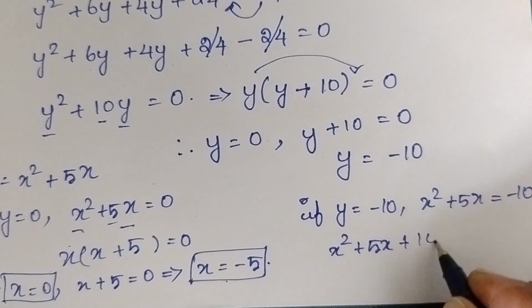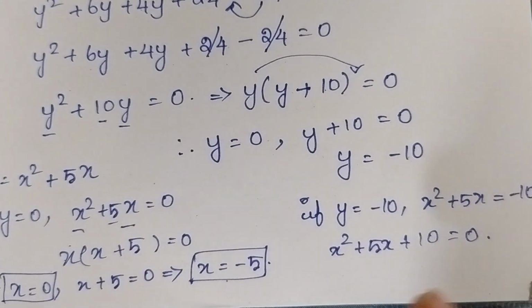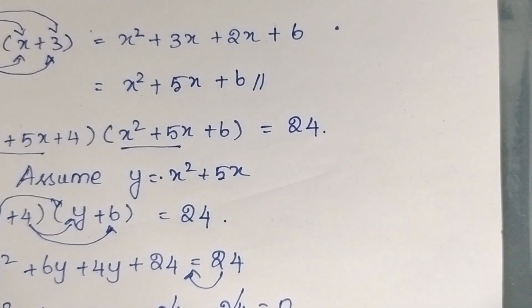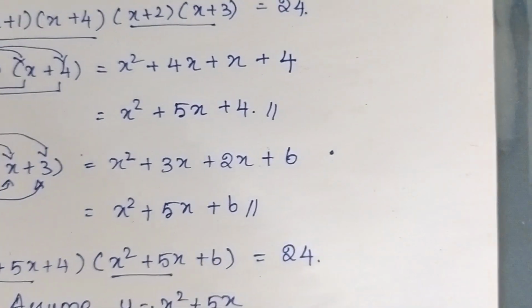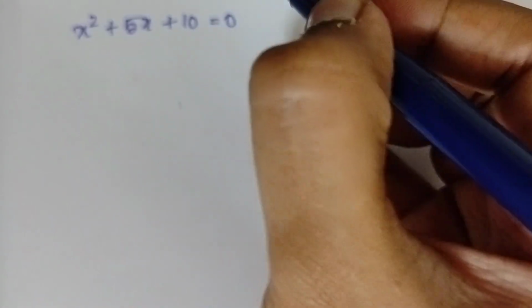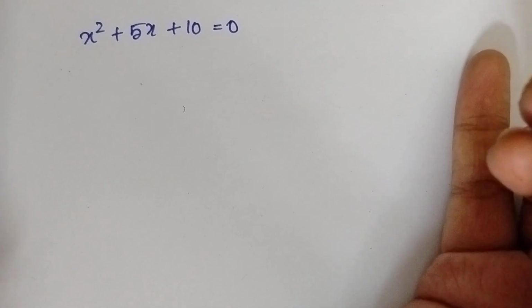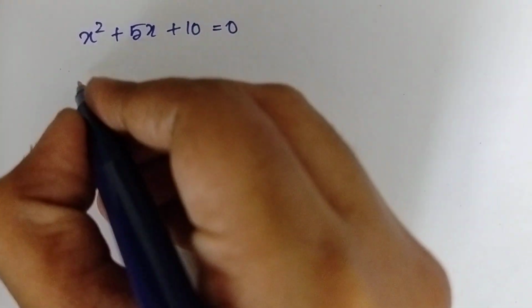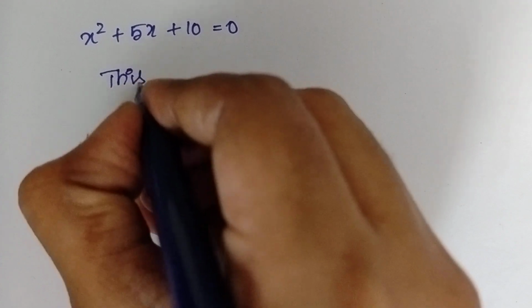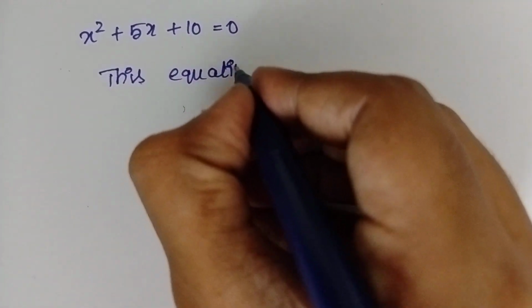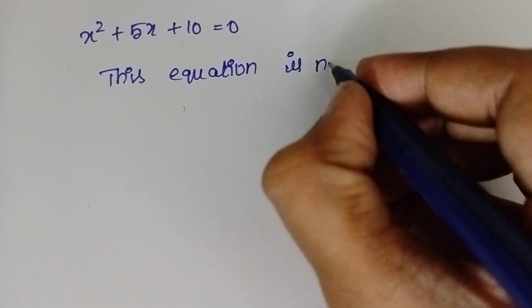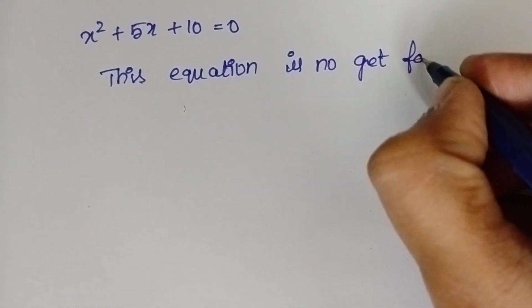So let's check whether this gets factorized or not. I am going to write this equation: x square plus 5x plus 10 is equal to 0. This is the actual equation we get. So it doesn't get factorized. This equation is not getting factorized.